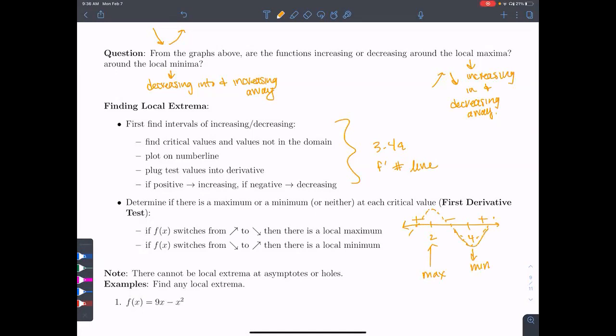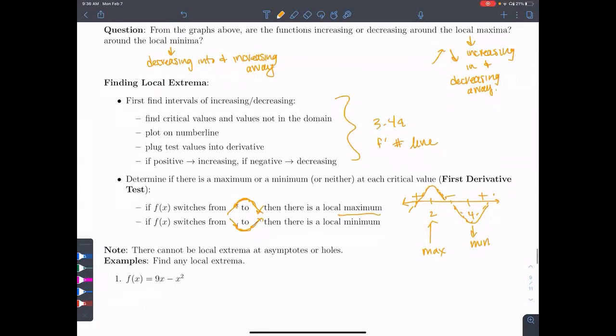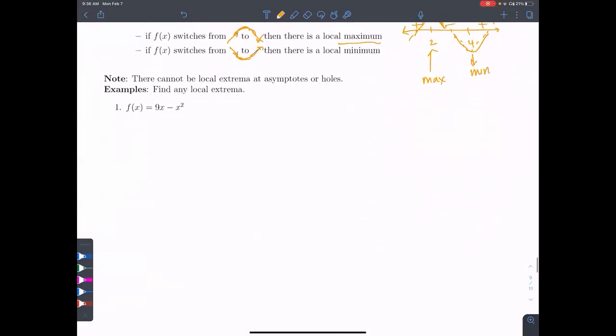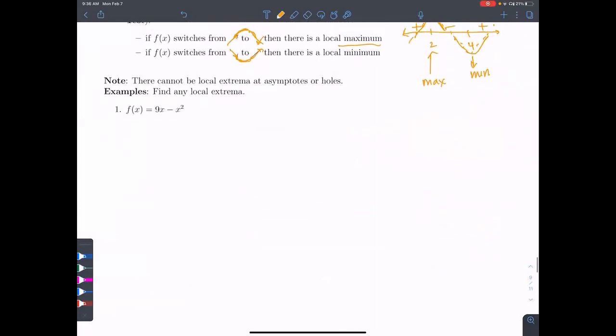Decreasing into, increasing away, increasing into, decreasing away. If it switches from increasing to decreasing, then it's a local max. If it switches from decreasing to increasing, then there's a local min. And you can see that if you just connect those arrows, right? So let's do that with some of these examples.